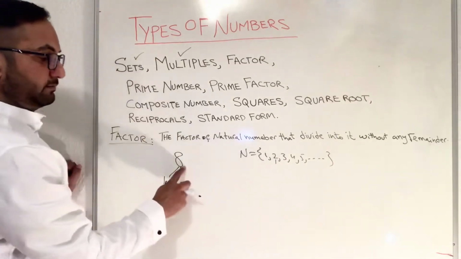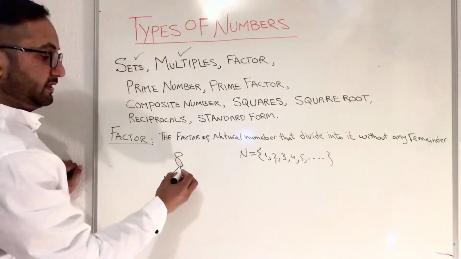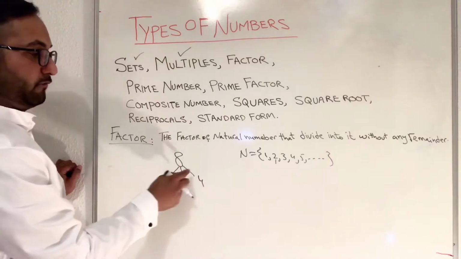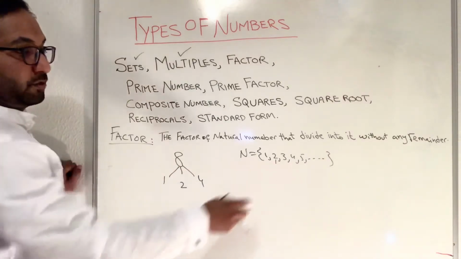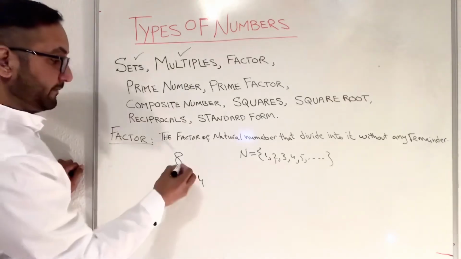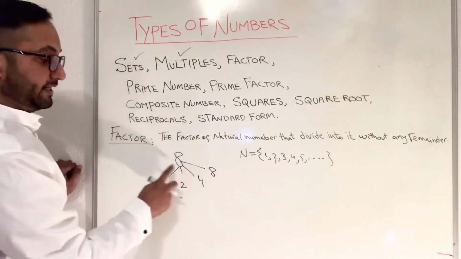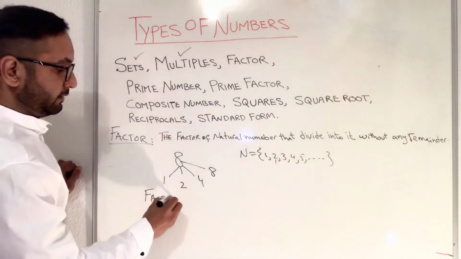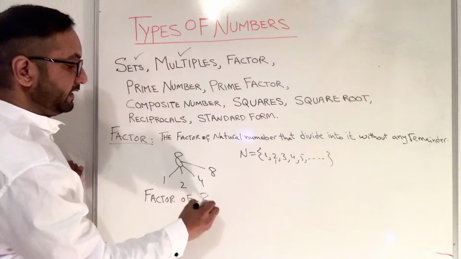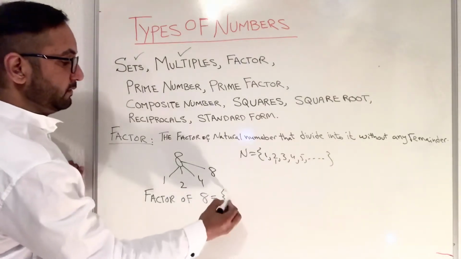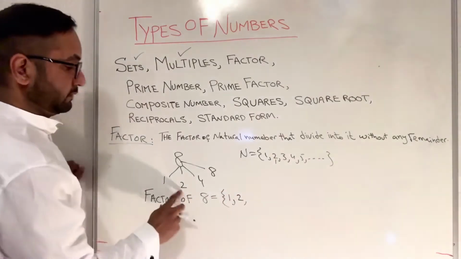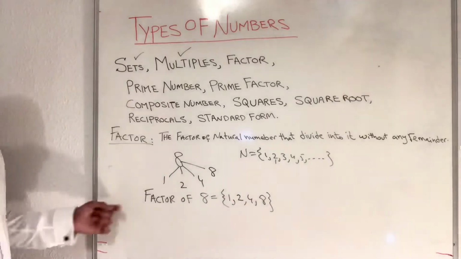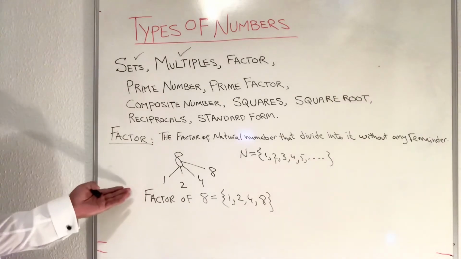Can 3 divide? No. Can 4 divide? Yes, 4 can divide 8. This means 4 is a factor of 8. What about 5? No. 6? No. 7? No. 8? Yes. So 8 can divide 8 also. So the factors of 8 are 1, 2, 4 and 8. That's how we can find the factors.